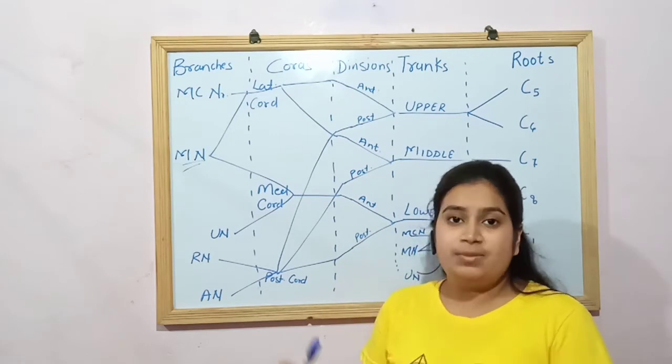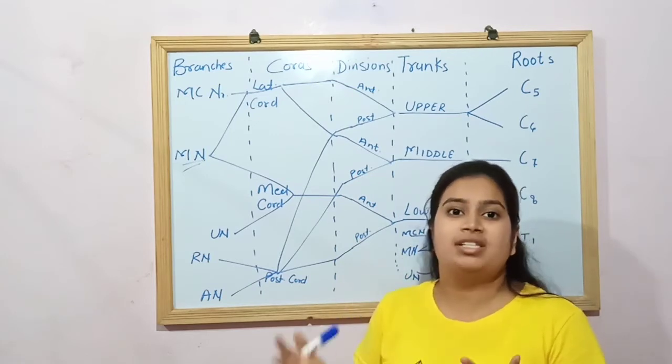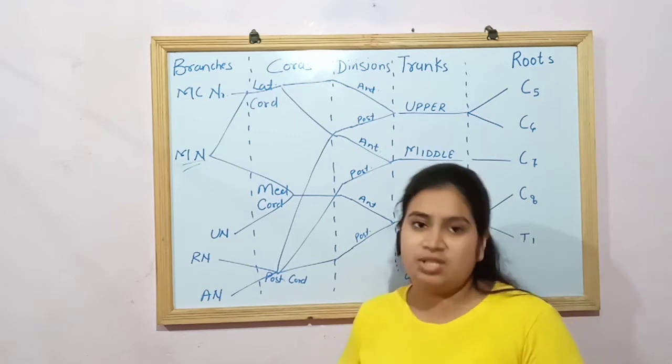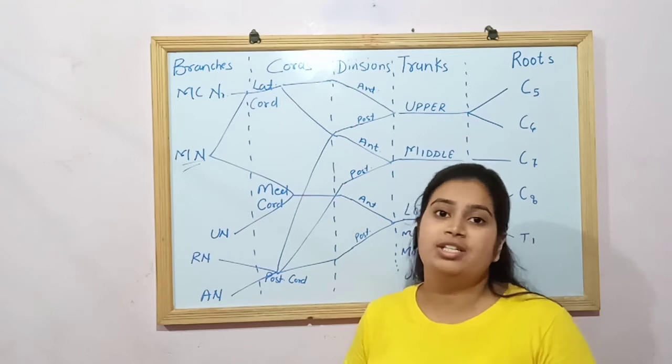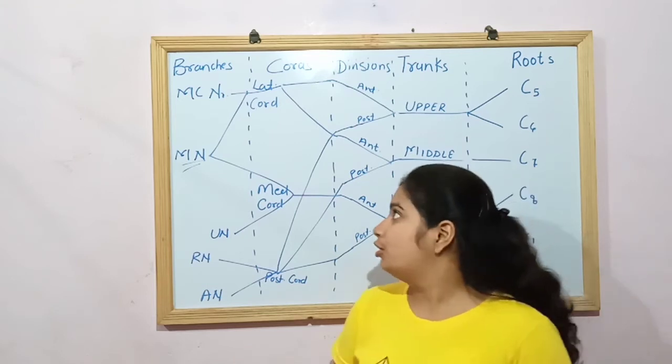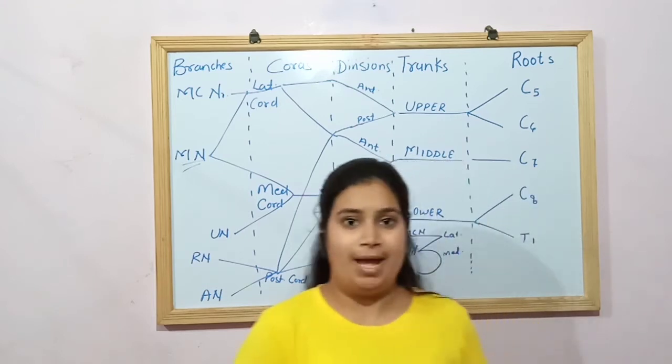One is the lower subscapular nerve that innervates your subscapularis muscle, and one is the thoracodorsal nerve that innervates your latissimus dorsi.